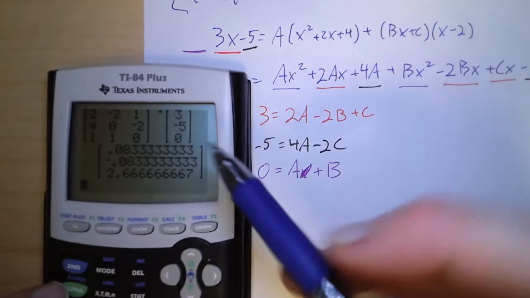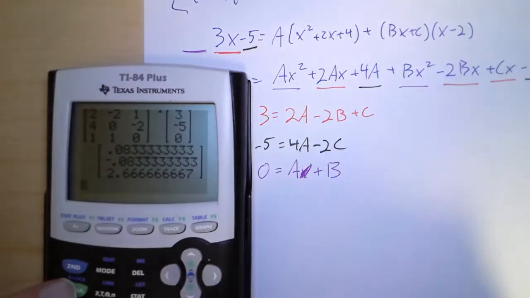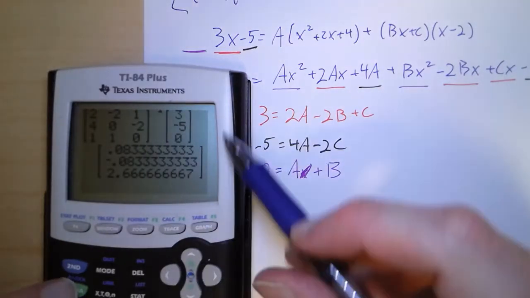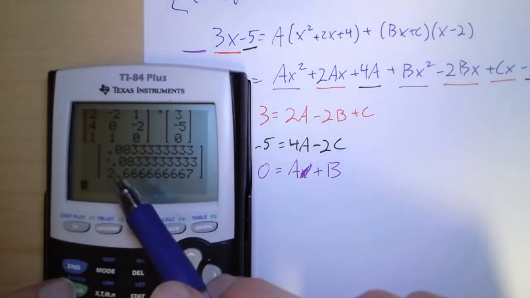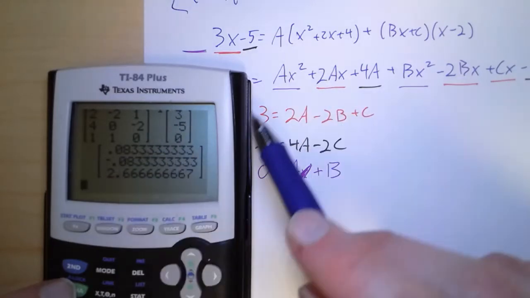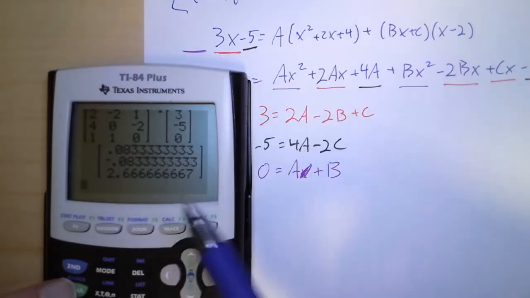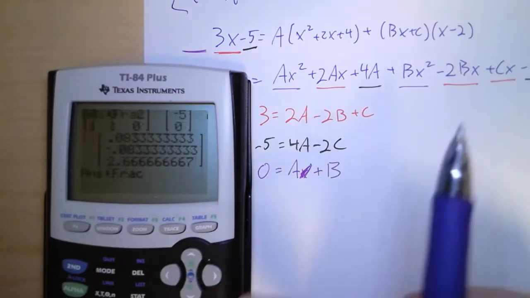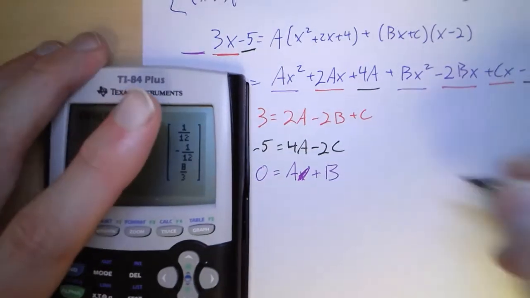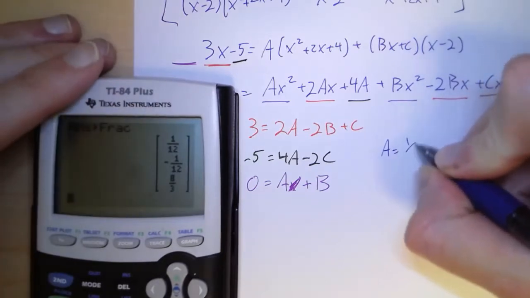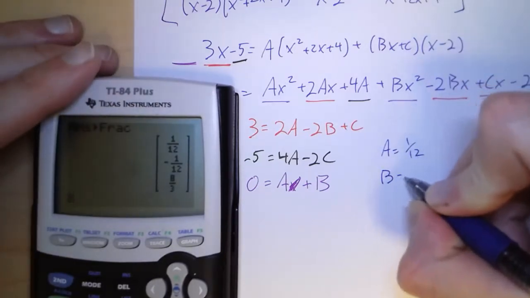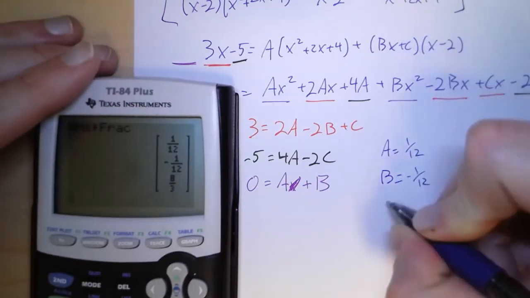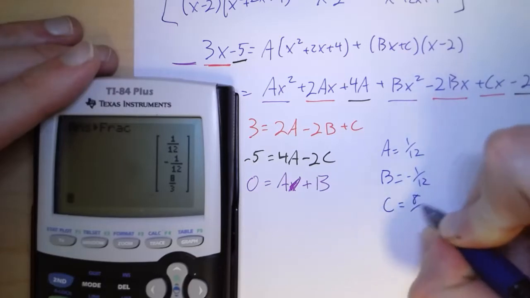All right, so we get these crazy numbers right here, and looking at my setup, I don't think I made a mistake here. So what that means is that I'm just going to use my calculator and tell me what these are as fractions. So a is 1/12, b is negative 1/12, and c is 8/3.